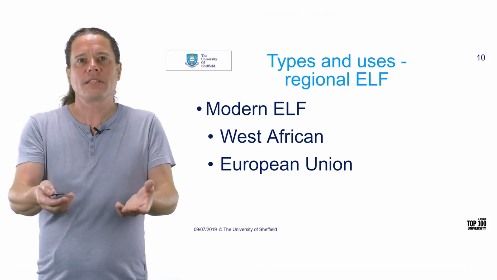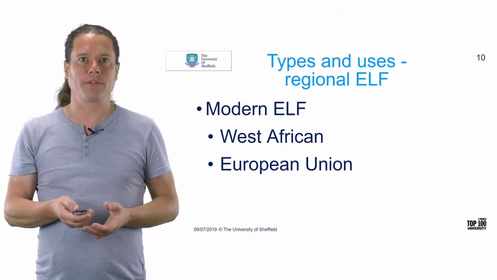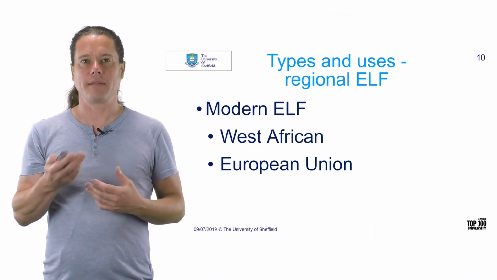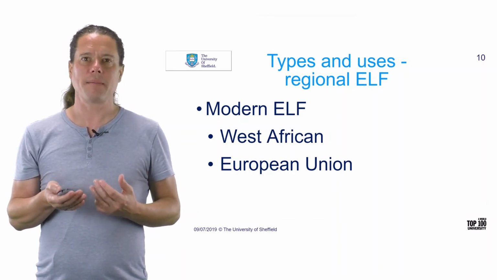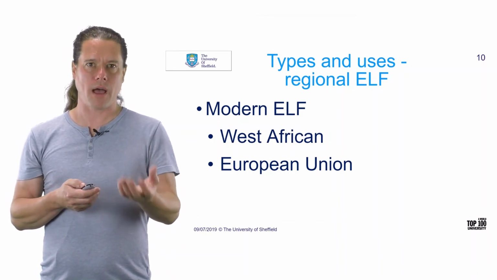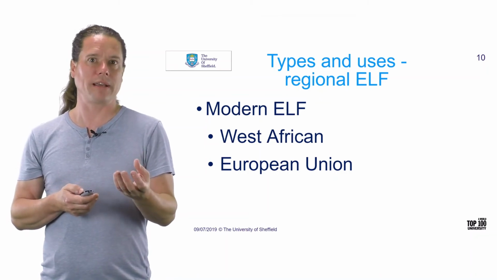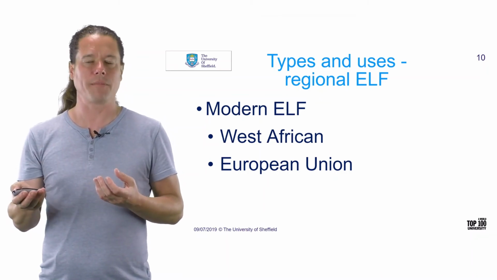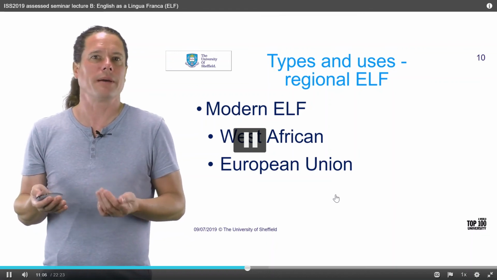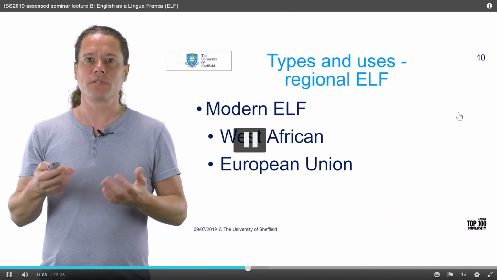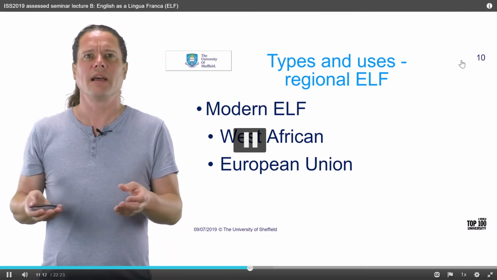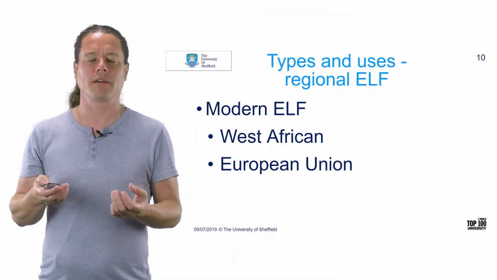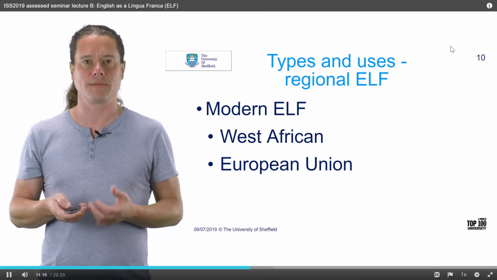And the last thing to say about these two regional lingua francas, the West African one and the European one, is that although they are both English, they're not the same as each other. And if a person who used West African English met somebody who used European English, they probably wouldn't really be able to understand each other, because those two types of English as a lingua franca have changed in very, very different ways, and they're almost no longer recognizable to each other as types of the same language.